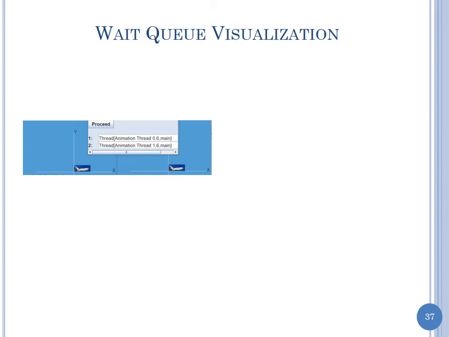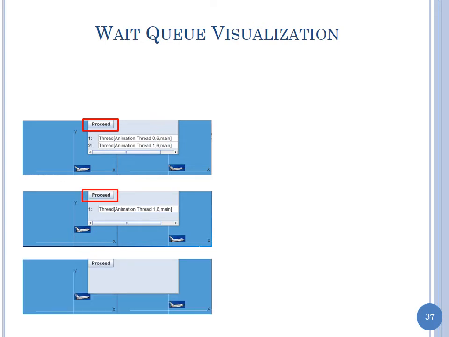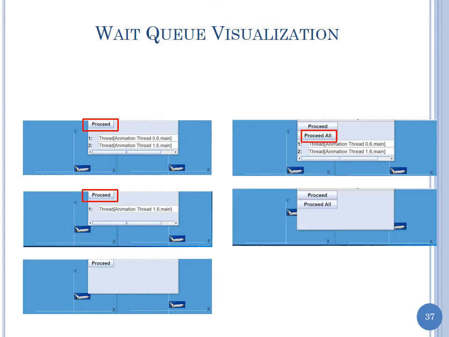the wait queue visualization. So when the two shuttles or two threads were waiting, they were both put in this queue. When we were doing just a single proceed, then one thread is released and the other thread stays in the queue. When I do another proceed, both of them get removed from the queue. And with proceed all, a very similar situation, except that when you do a proceed all, both threads get unblocked from the queue. Okay, so I actually visualized the queue in this animation here.